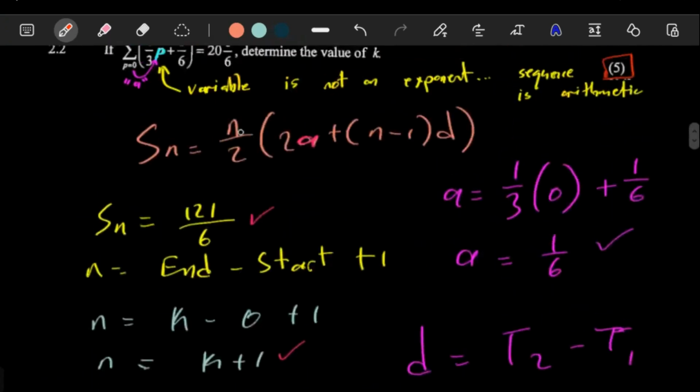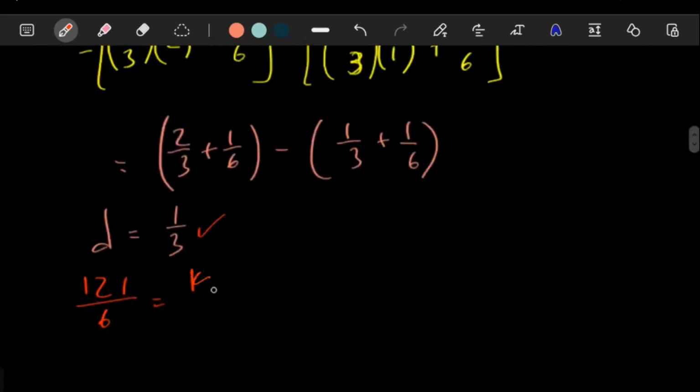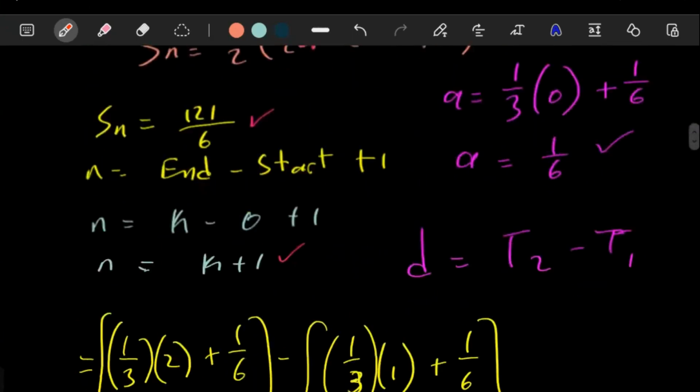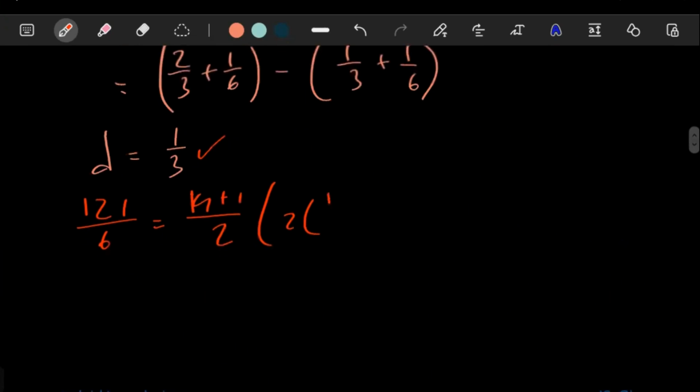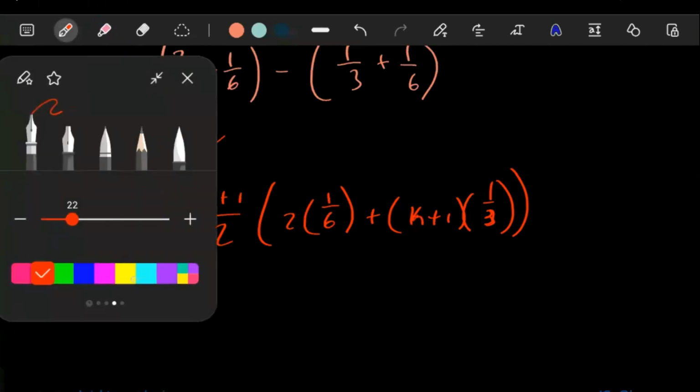121/6 is equal to our n, which we said is k plus 1. Our a value, we got it to be 1/6. And then n is k plus 1. Our value of d is 1/3. Don't forget the brackets. So all this being done, you can see that we're just taking it easy, nice and calm. We're not even doing any heavy lifting.